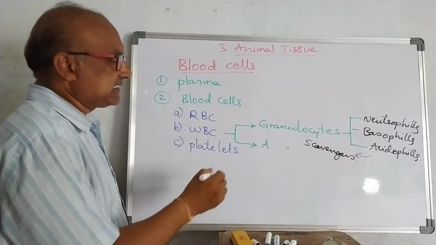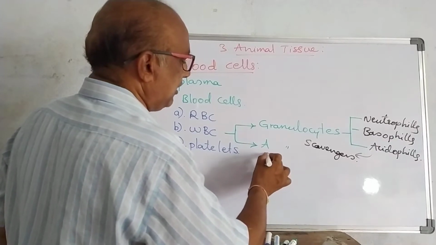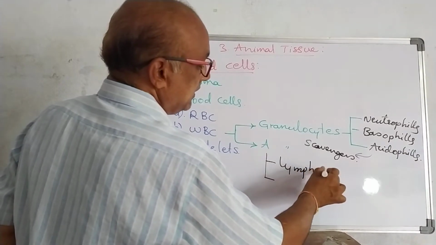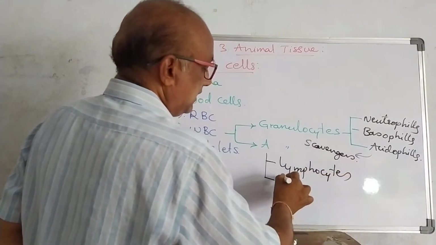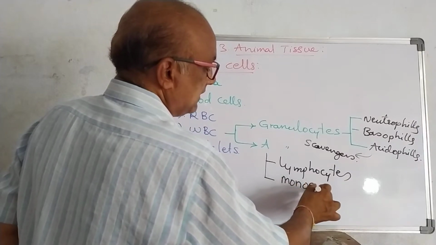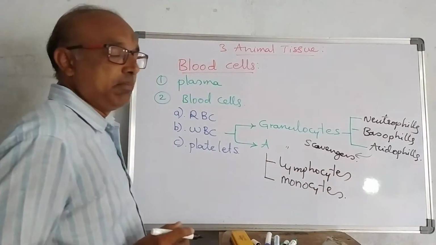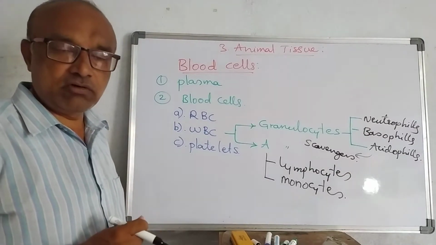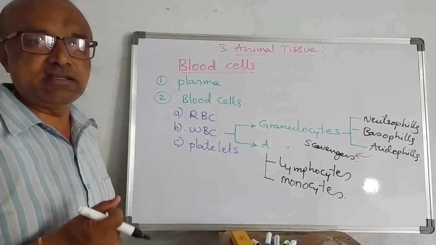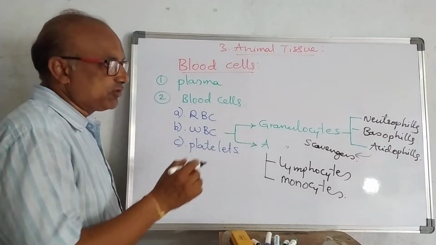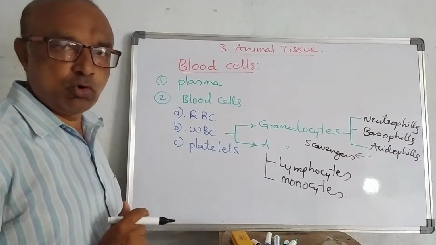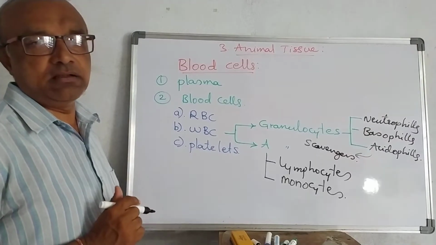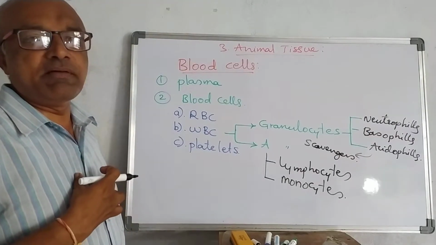Okay. Then the next, agranulocytes. Agranulocytes are again two types: lymphocytes and monocytes. Lymphocytes mainly produce antibodies when a pathogen or a foreign material enters our body. These lymphocytes contain a big nucleus which is oval in shape, and usually they are produced from the thymus gland, which is located on the sternum of the chest cavity.